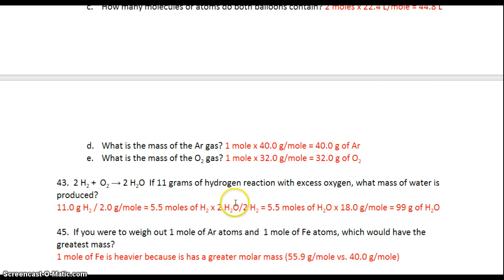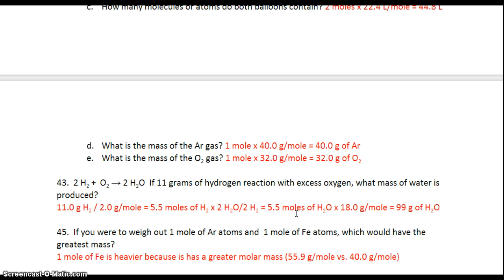Once we're given 11 grams of hydrogen, we're going to convert to moles by dividing by its molar mass to get 5.5 moles of hydrogen. Next, we look at the wanted to given ratio. It's a 2-to-2 ratio between the water and the hydrogen gas. So there are also going to be 5.5 moles of water produced.